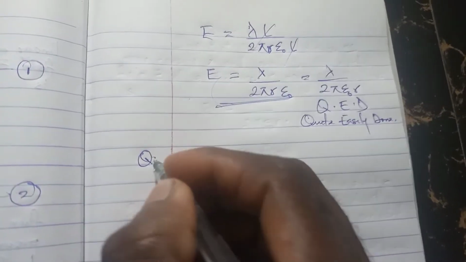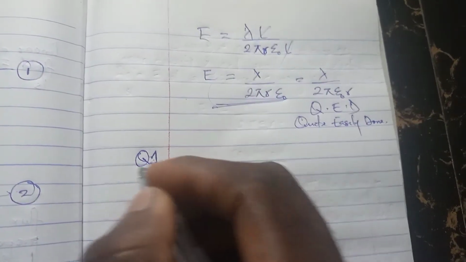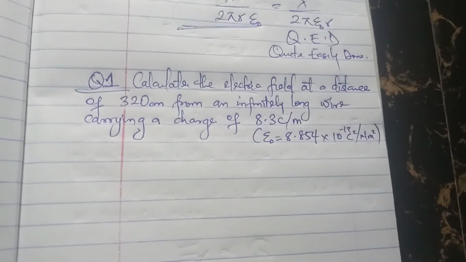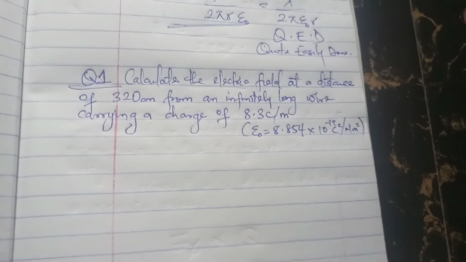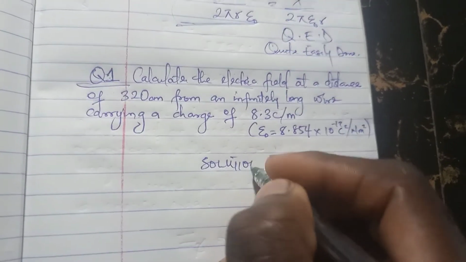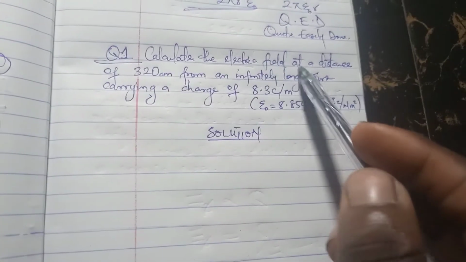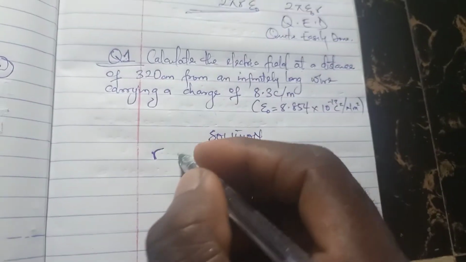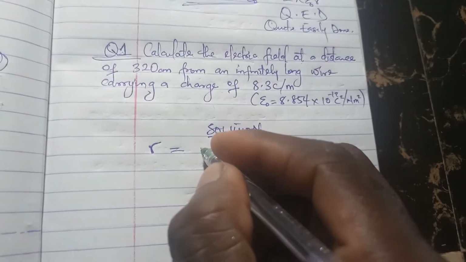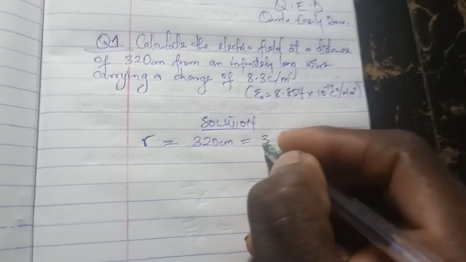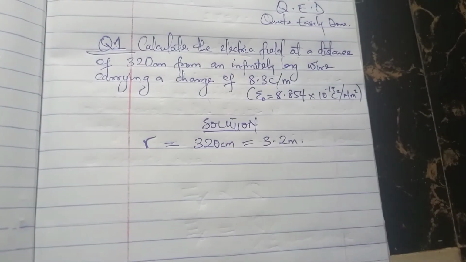So let's take question 1 to typify this example. So here is the first question. We'll be using what we have gotten to typify. So the solution: as I've always taught, when you see a physics calculation question, you take your parameters first. Calculate the electric field at a distance of this. Let's take down the distance. We'll be writing distance as R. So distance is 320 centimeter, which can be written as 3.2 meter, that's divided by 100, right?